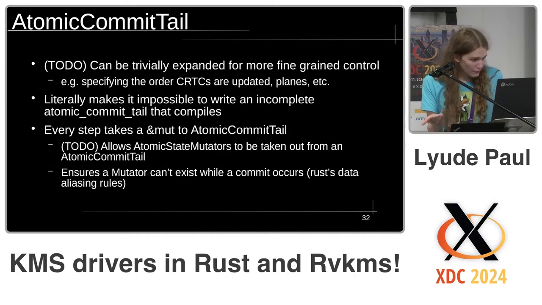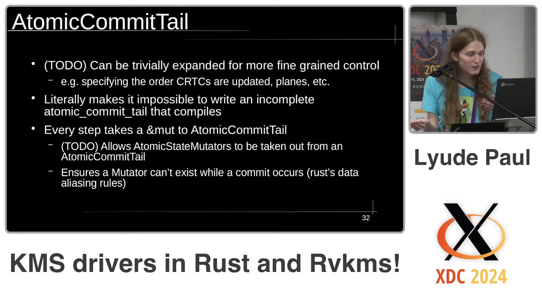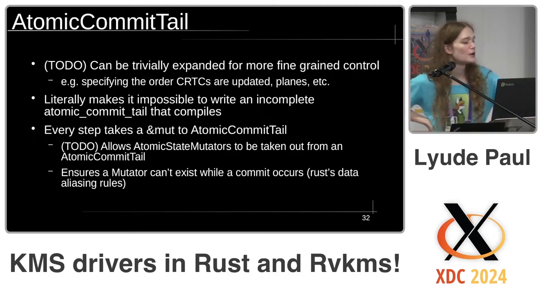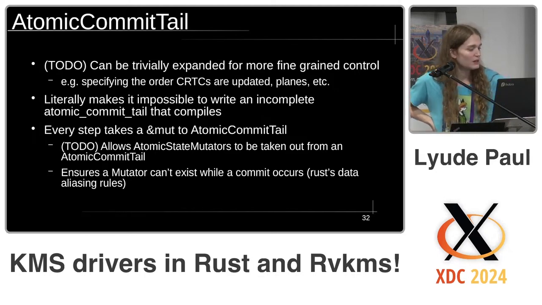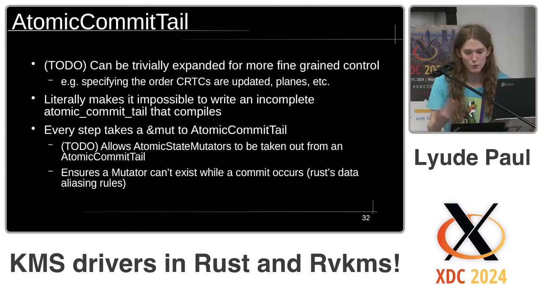Now, this can be trivially expanded, of course, for more fine-grained control, because many drivers may have to control the specific order in which certain CRTC commits are performed, or certain plane updates, etc. And it shouldn't be too hard to expand it to allow for this. But what's cool about this is it lets you make it impossible to write an incomplete atomic commit tail that actually compiles. You have to perform every step and you have to perform them in the correct order. Otherwise, your code just doesn't compile.